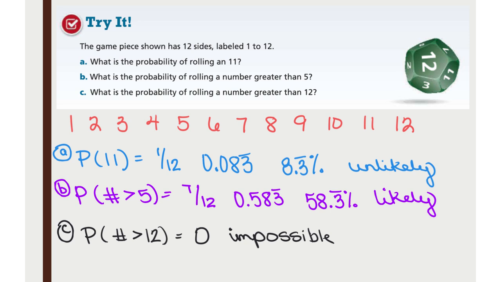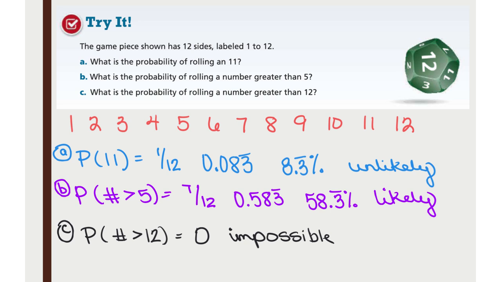Can probability be negative? No. Probability is specifically between 0 and 1. Impossible to certain. It's very rigid as to where it can lie. Okay?